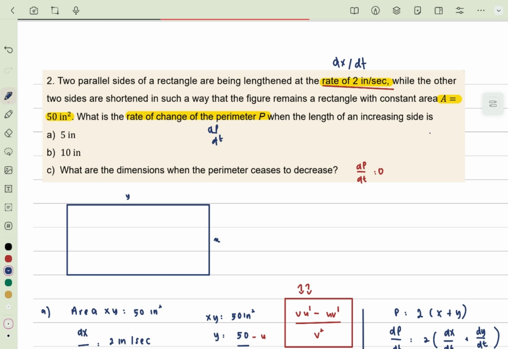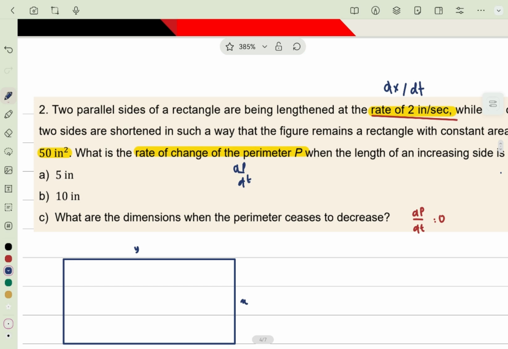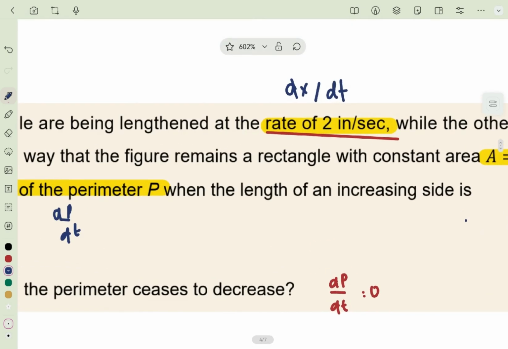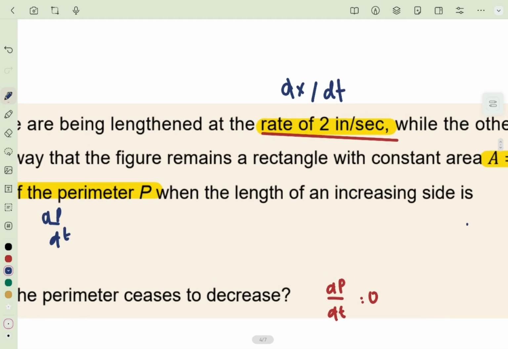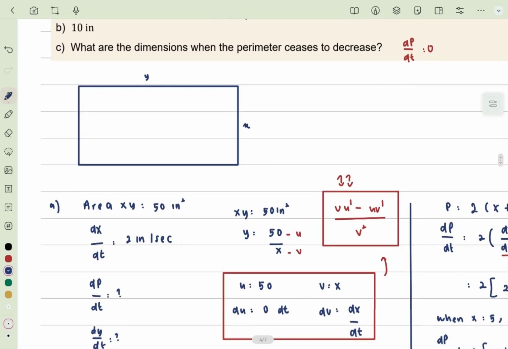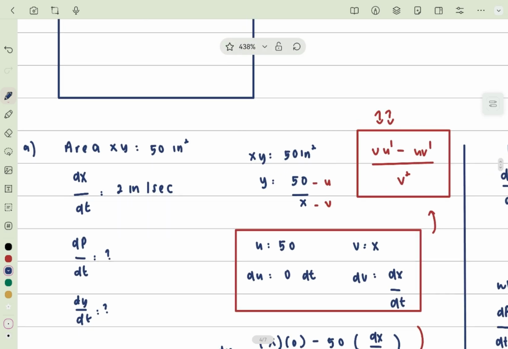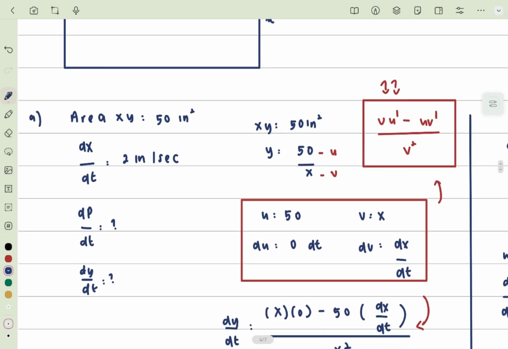Okay, so what we need to find is dP over dt, and the information that had been given to us is dx over dt, which is a rate of 2 inches per second. Also the area. So we know that the formula for the area is xy equals 50 square inches. So we need to find dP over dt.